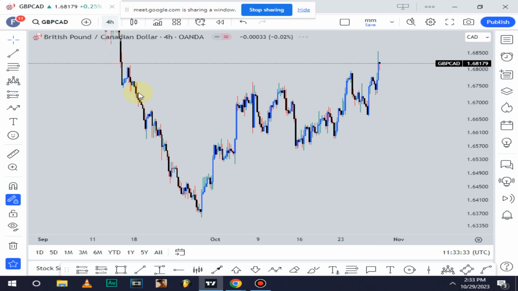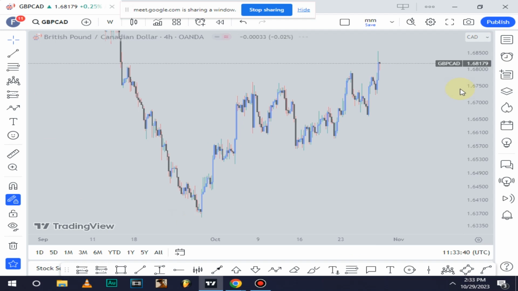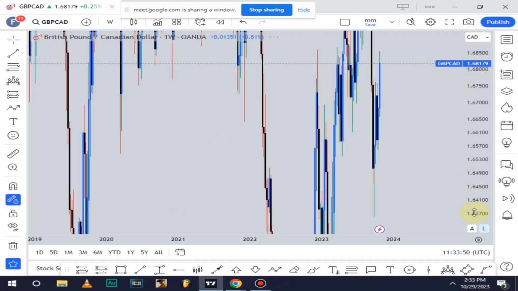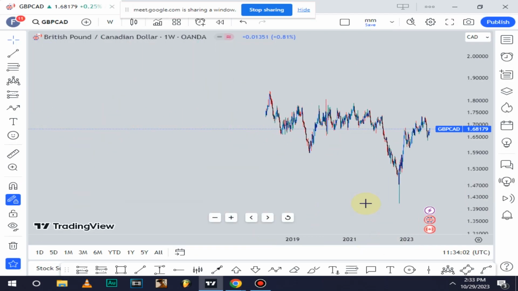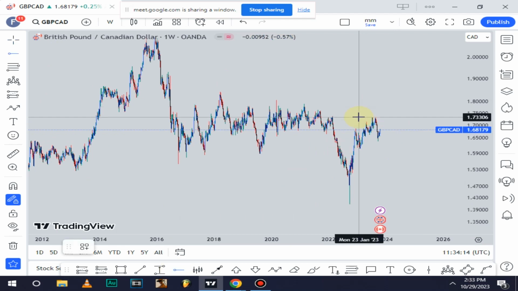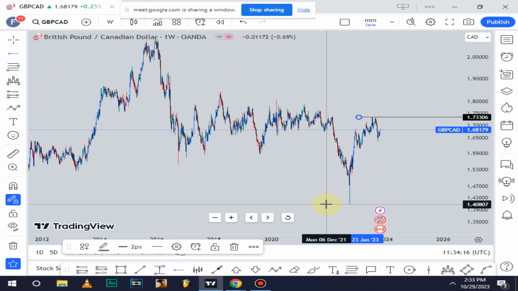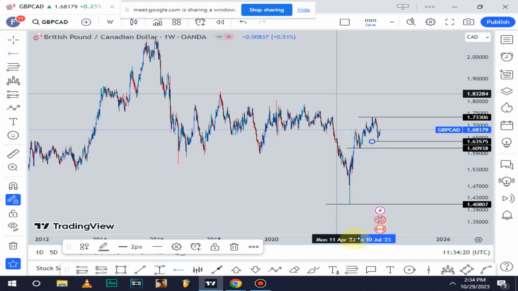So let's start from the weekly. All right, so this is the weekly. We need to see where we are. So probably we should identify the highest zone. Of course, we have this as a high, or our supply zone, and of course this is our demand zone, and also we need to mark that, and we mark that. So let's continue.